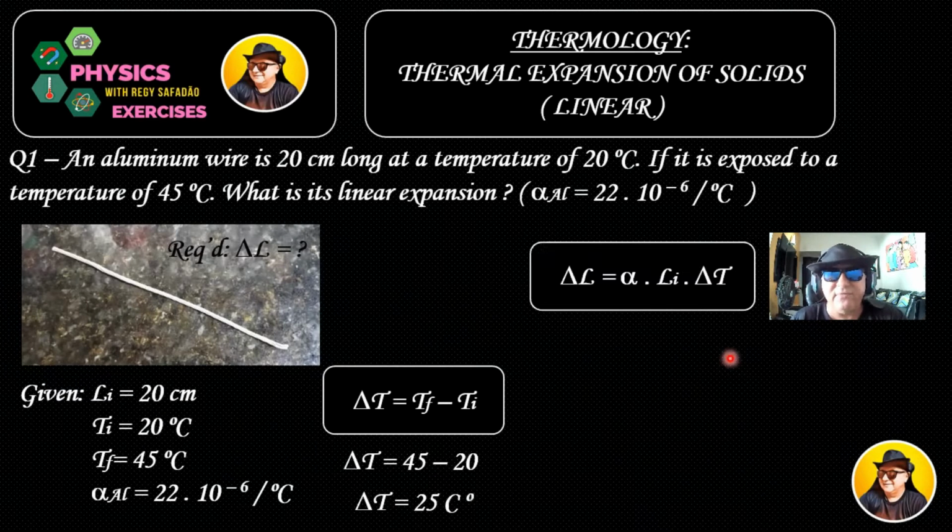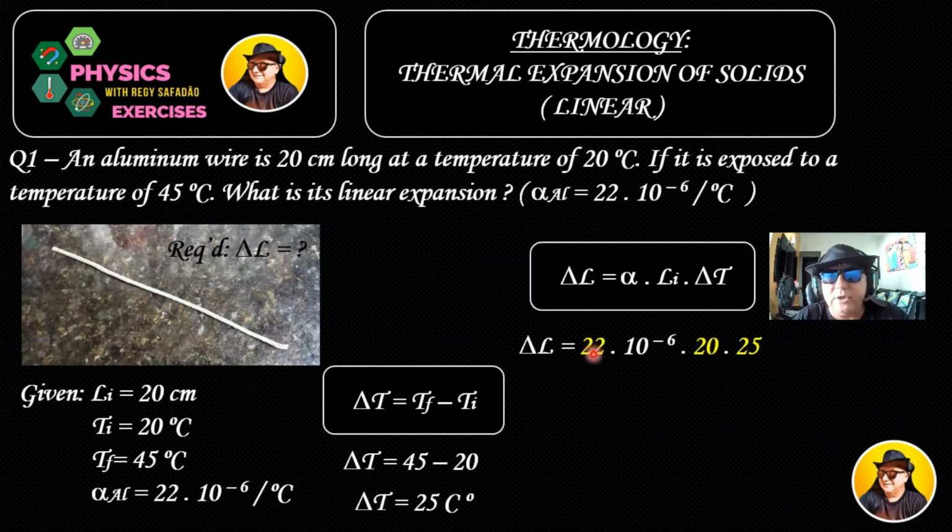So since we have this value, we are going to replace it in the formula and do the calculation. So delta L is alpha. Alpha is 22 times 10 to minus 6 times initial length is 20 and the change in temperature is 25. So you have already realized for sure that 22, 20, and 25 were given in yellow. You see why? Because I'm going to multiply them first. I'm going to do these products first.